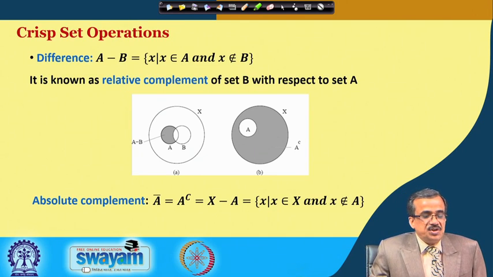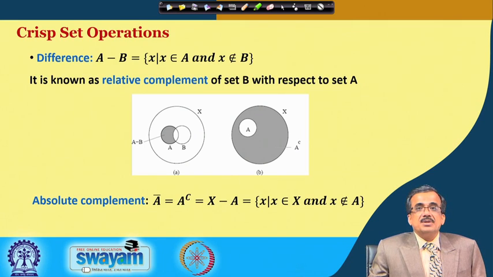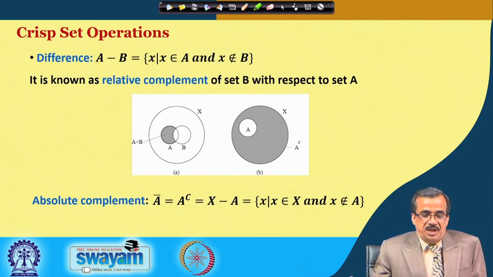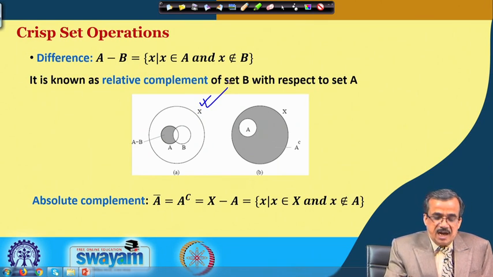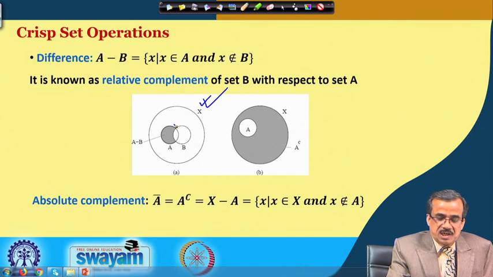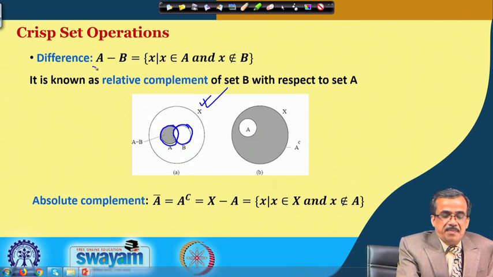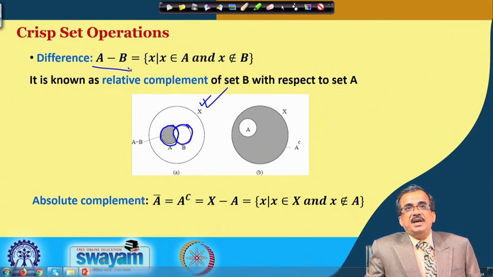Now, I am just going to concentrate on some crisp set operations. Here I am just going to define what we mean by the difference between two classical sets, that is A minus B. Supposing that I have one universal set or universe of discourse like this, and I have two such classical or crisp sets, one is A and another is B. My aim is to find A minus B, the difference between A and B.